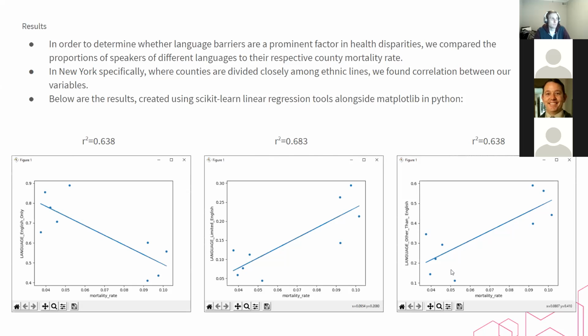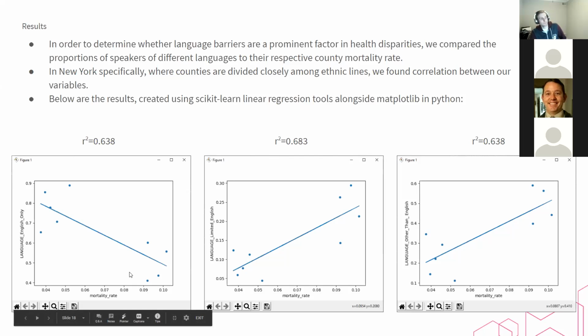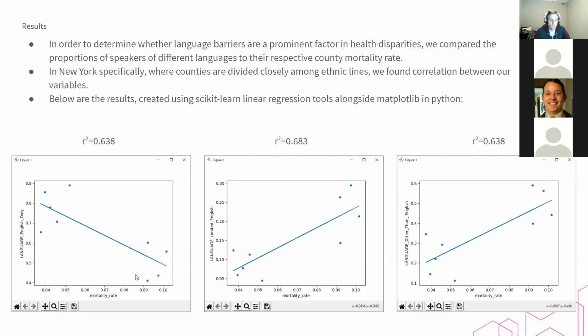In particular, there's a negative relationship between only English speakers and mortality rate. So the higher proportion of English only speakers, the higher their mortality rate. No, lower mortality rate. I apologize.